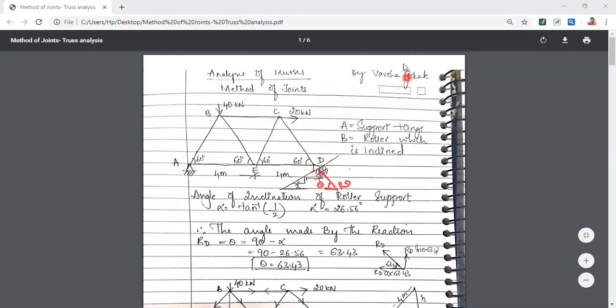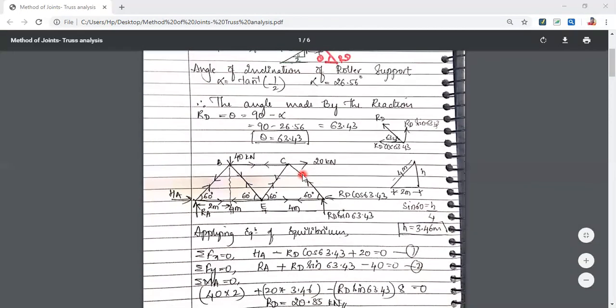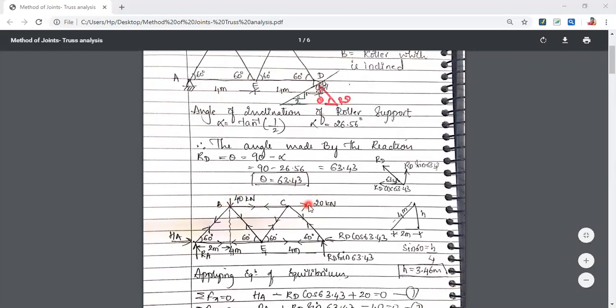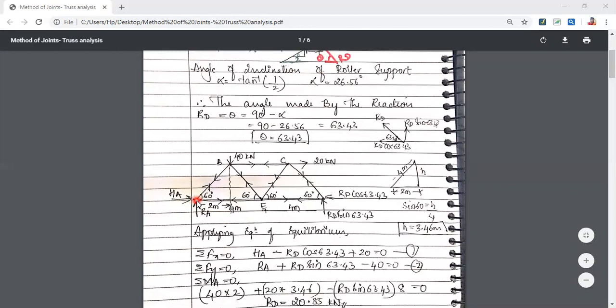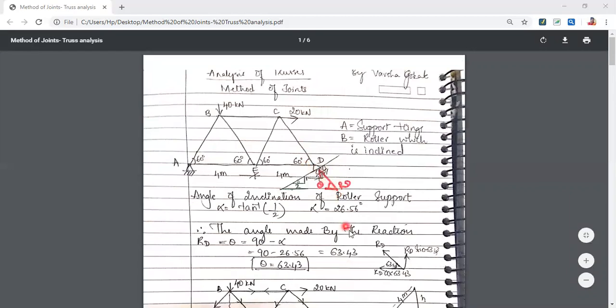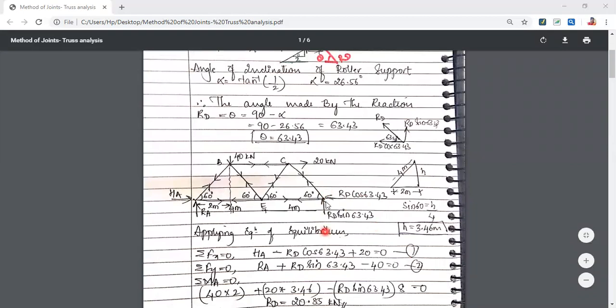My first job in the analysis of trusses is to find the support reactions based on the support conditions. If there's a hinge and a roller, that means there are three unknown reactions, which I have to find first. Here is a free body diagram showing all the external loads, 40 and 20 kilonewton. Joint A is a hinge, so RA and HA, and joint D is a roller. This roller force is acting in the second quadrant, so I resolve it as plus y, that is plus RD sine of 63.43, and minus x, that is minus RD cos of 63.43. First we have to find RD, HA and RA.